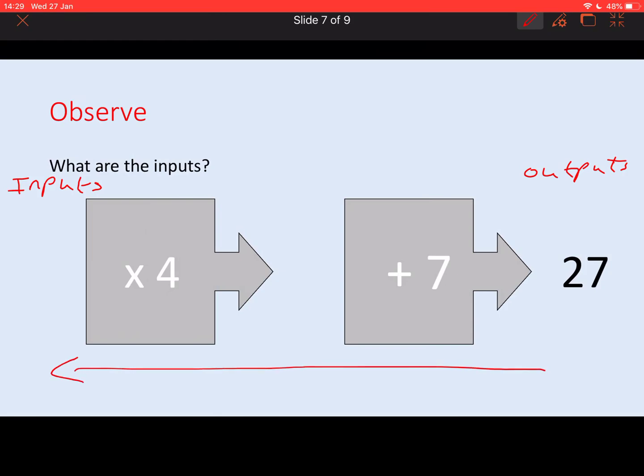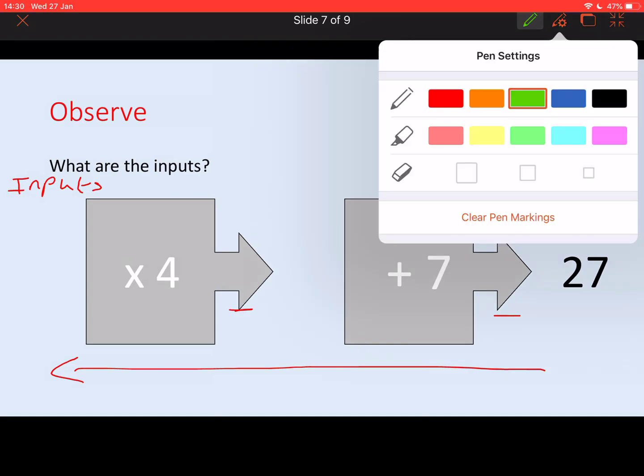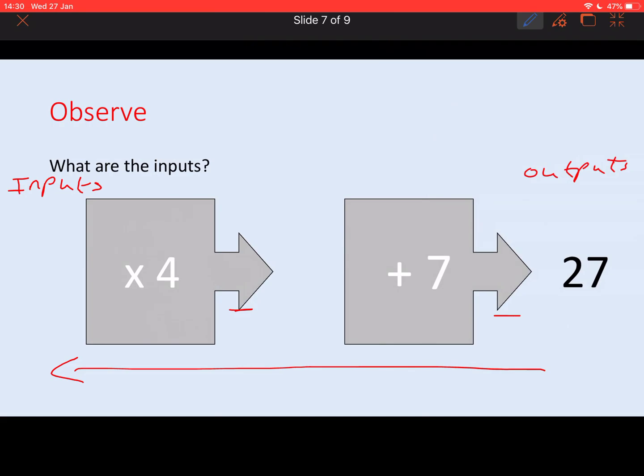So because I'm going in the opposite direction to these two arrows here, I need to do the opposite of that operation. So if I'm going in the opposite direction to adding 7, then what I need to do to the 27 is take away 7 instead. So 27, take away 7 gets me 20. So then if I need to do the opposite of multiplying by 4, that's going to be dividing by 4.